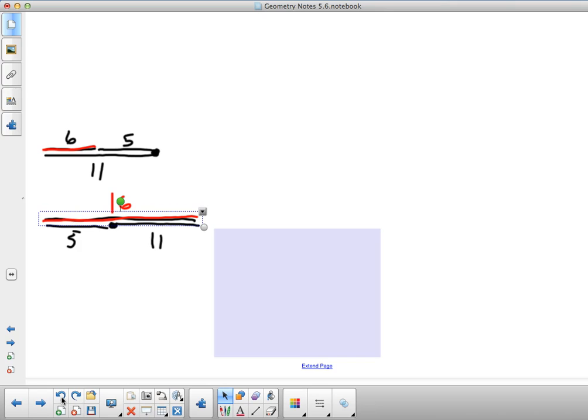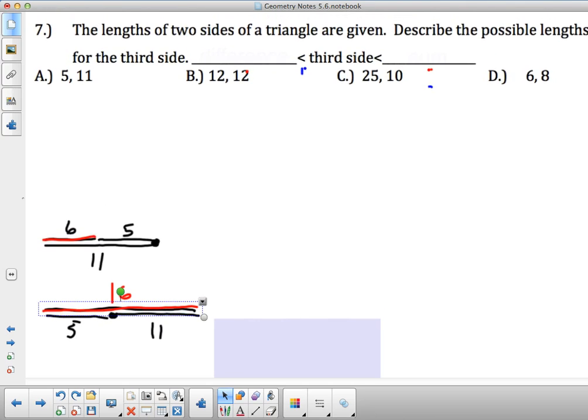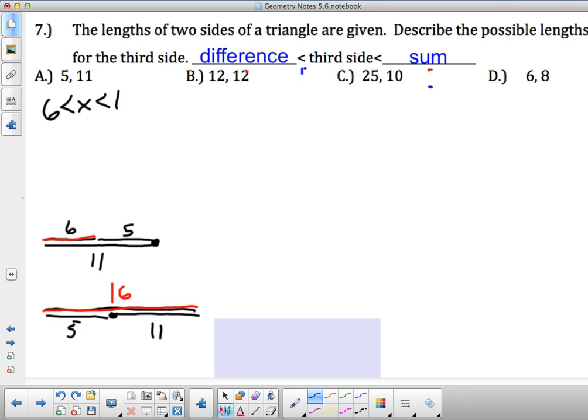Okay? And students are like, well, okay, that makes sense. And so when I start talking about this, I'm talking about the fact that I've got to find the difference and the sum of the values that I'm provided to find my range of possible answers for the third side. Because I know it's got to be greater than 6, but also less than 16. So 6 is less than x, which is less than 16, where x is the possible third side. Okay? Are you okay with what I did? And my reasoning for why?